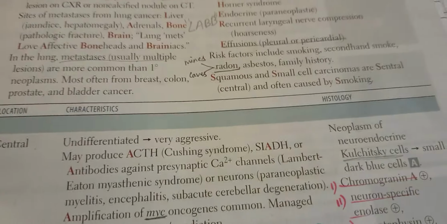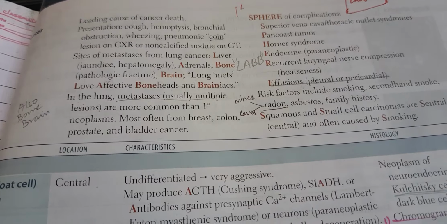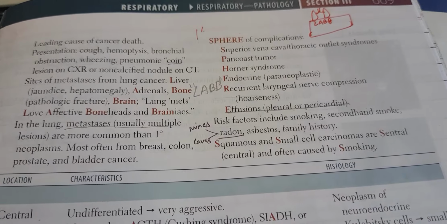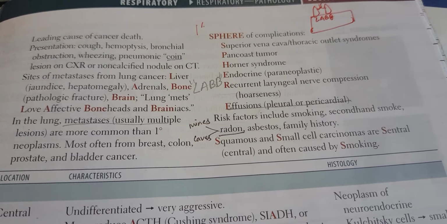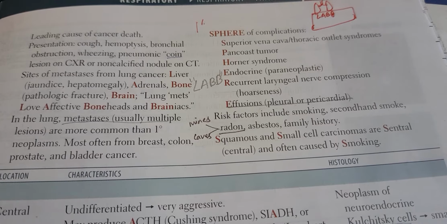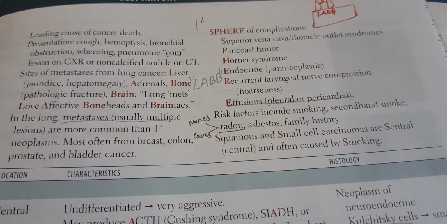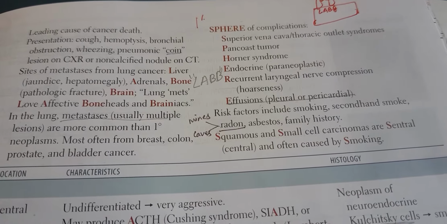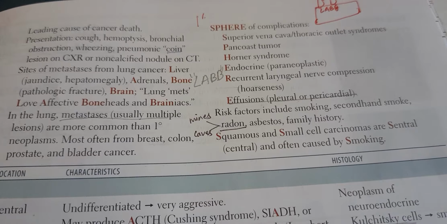Okay, so you can see over here, in the lung, metastases are more common than the primary neoplasm, most often from the breast, colon, prostate, and bladder cancer. And the features are remembered by the SPHERE mnemonic. So superior vena cava syndrome, that is, or thoracic outlet syndrome, Pancoast tumor, Horner syndrome, endocrine, which is related with the paraneoplastic syndrome, recurrent laryngeal nerve compression leading to hoarseness, and effusion could be pleural or pericardial. So this is very, very important, that you need to know that lung cancer can even cause pericardial effusion, not only the pleural effusion. Okay.